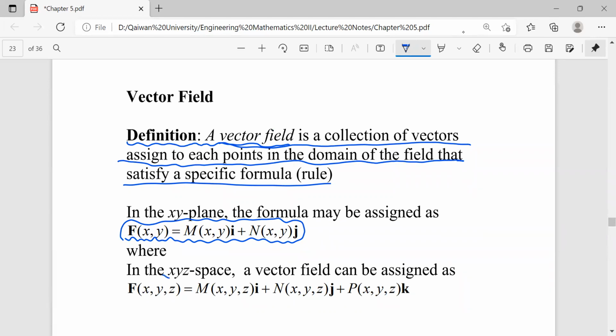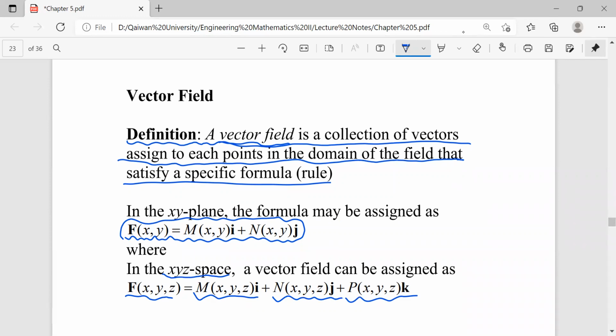But in xyz space, we have three components. F of x, y, z is M of x, y, z i, N of x, y, z j, and P of x, y, z k. We have these three components, i, j, and k, for xyz space, but for the xy plane we have only two components, which are i and j.